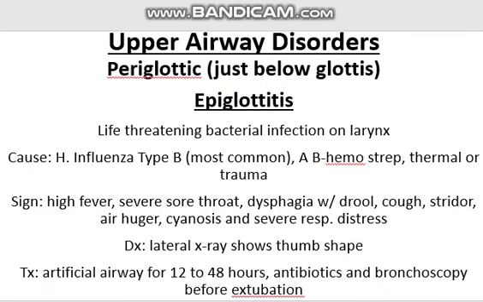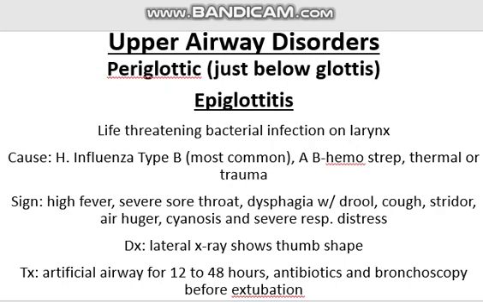Upper airway disorders that are periglottic include epiglottitis, which is a life-threatening bacterial infection of the larynx. Causes include H. influenzae type B, which is the most common, group A beta-hemolytic strep, thermal injury or trauma. Signs include a high fever, severe sore throat, dysphagia with drooling, cough, stridor, air hunger, cyanosis and severe respiratory distress.